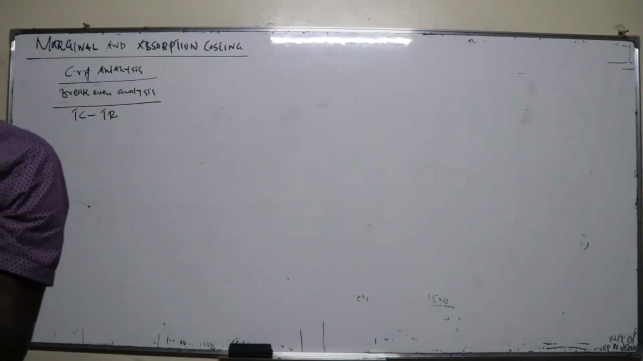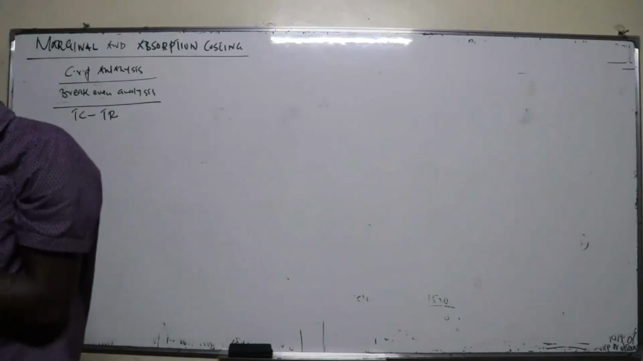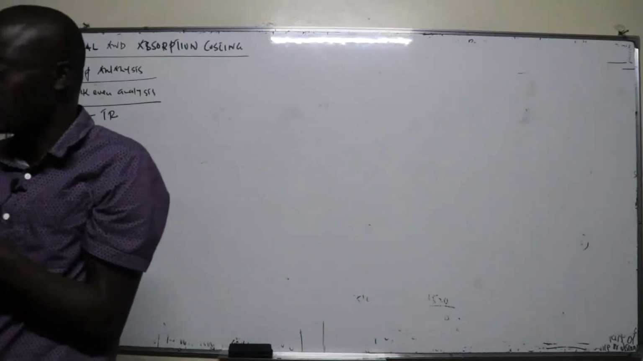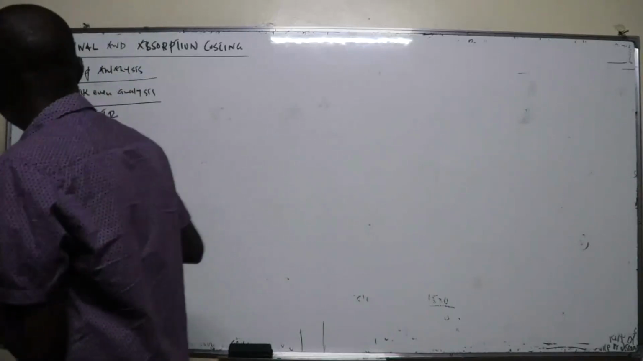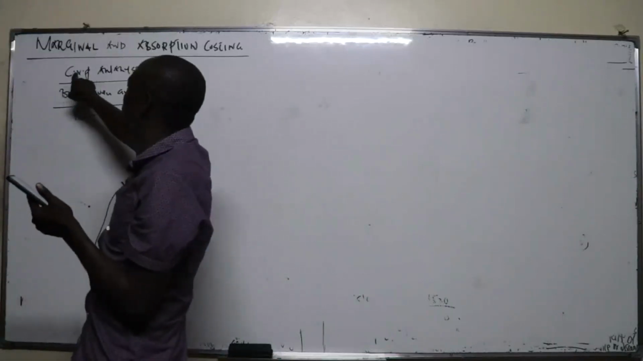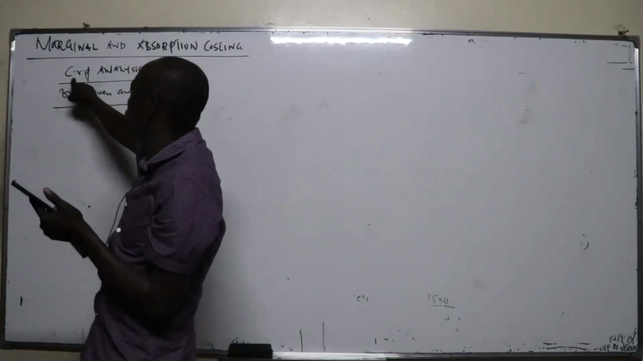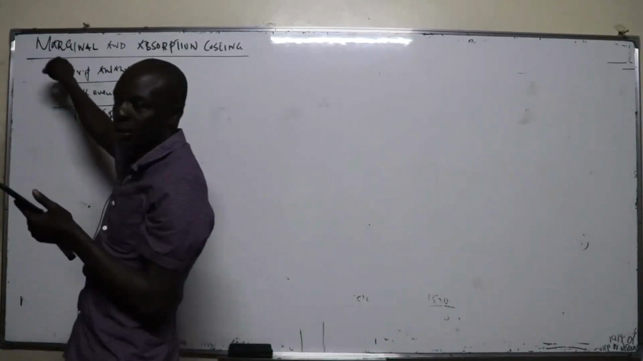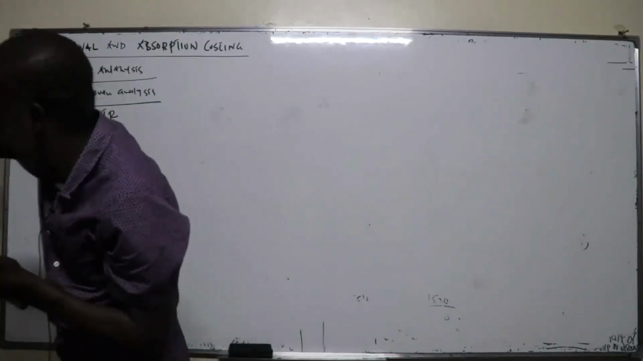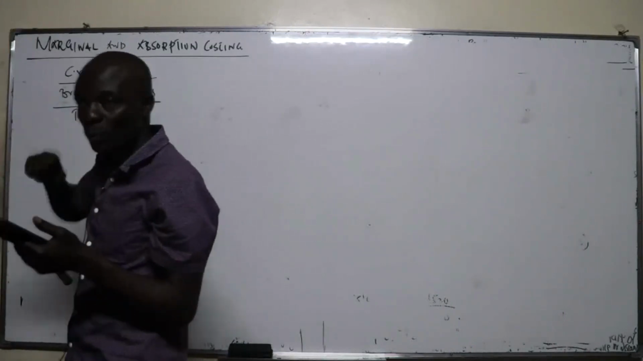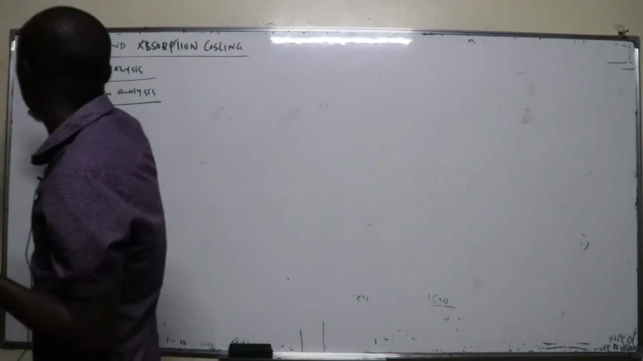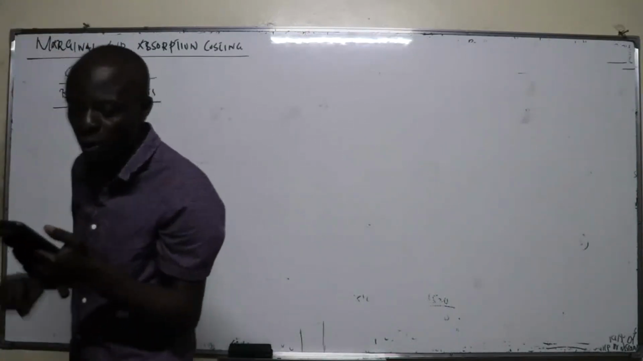It's a technique used by management to study the behavior of profit in response to changes in volume, selling price, and total cost. So cost, volume, and price. What if I change the cost? What will be the impact on my profit? What if I change the volume? What will be the impact? What if I change the price? What will be the impact? That is why we call it CVP, cost, volume, profit.